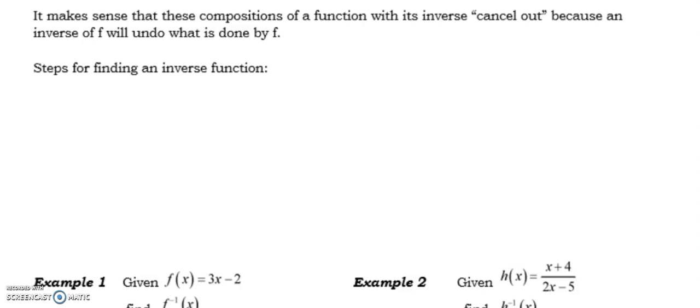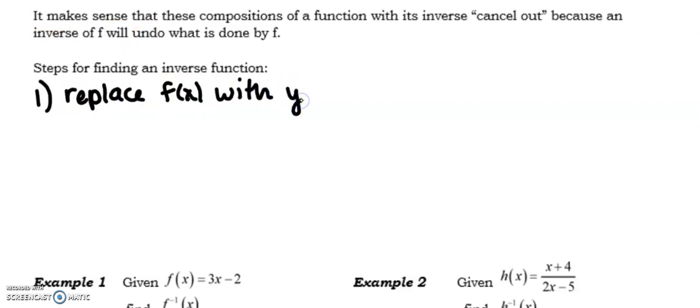It's like tying your shoe and then untying your shoe. Or it's like giving directions going to school and then giving directions from school back to your home. So you want to go forward and then undo things. So, steps to find an inverse. Step one is just replace f of x with y. That is nothing other than a notation switch to keep us in simpler variables.